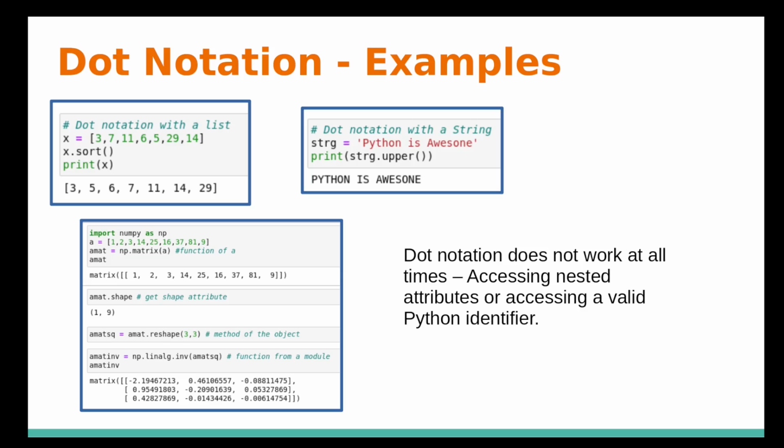A few more examples of dot notation. You can see here, I have a native Python list X. I can do X.sort, and if I do X.sort without anything, it will sort in ascending order. Similarly, I can take a string and convert the whole string to uppercase, which is what the string.upper method does. So you can see that native Python by itself allows for some object-oriented programming concepts or objects. And similarly, libraries make use of this concept as well, as we saw with NumPy.